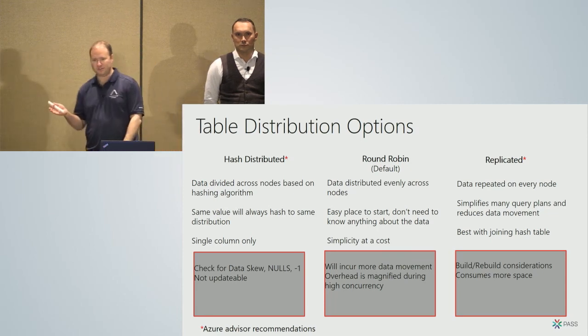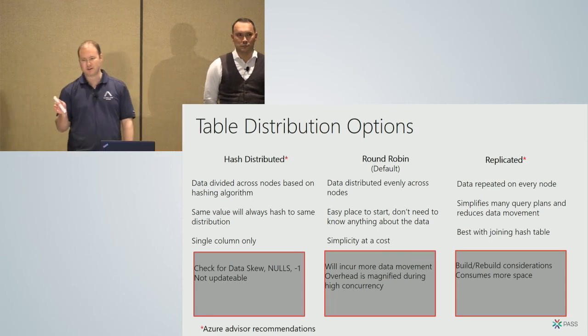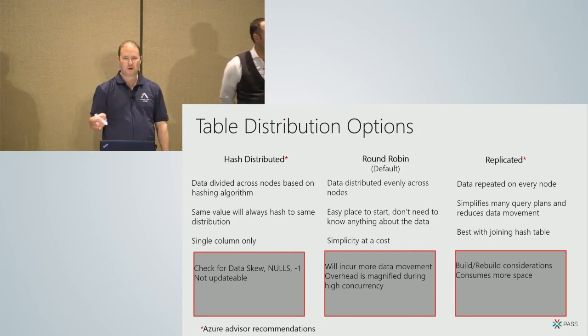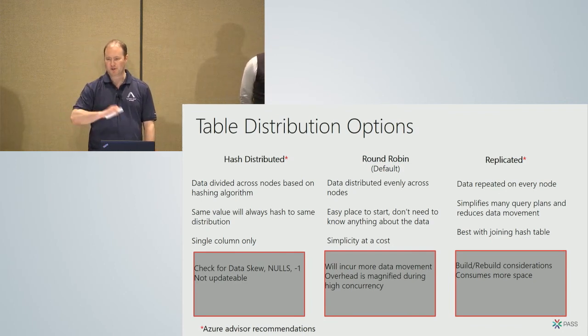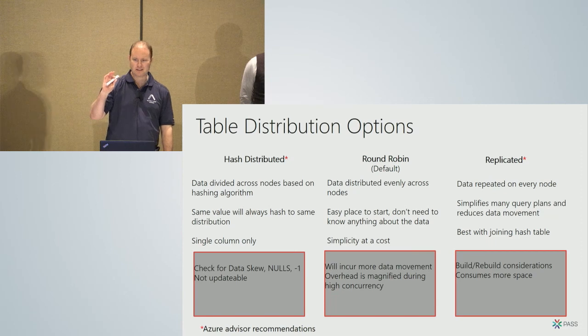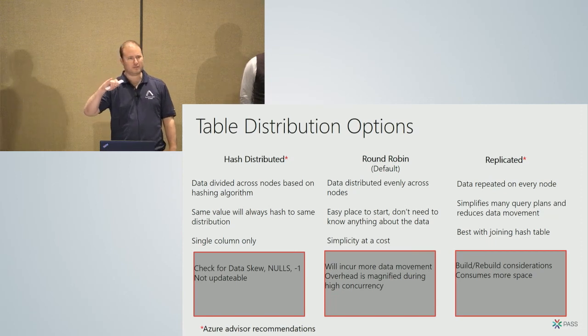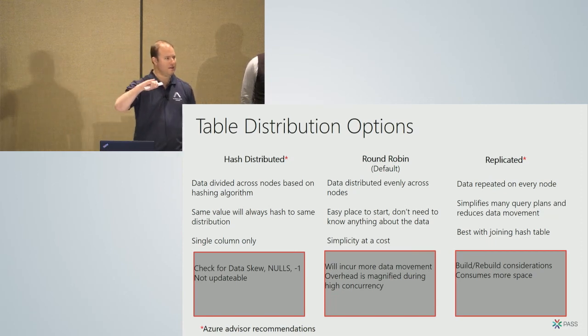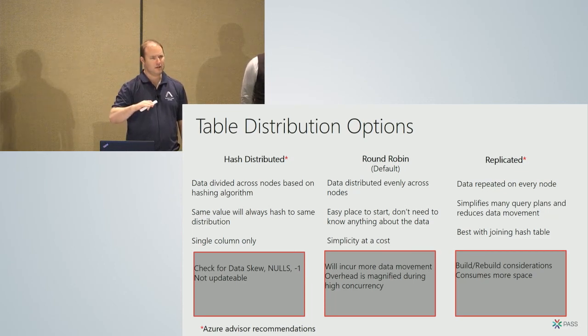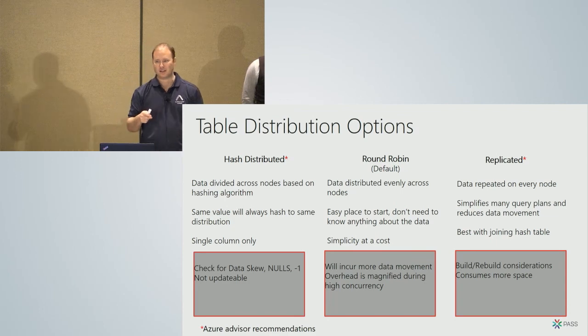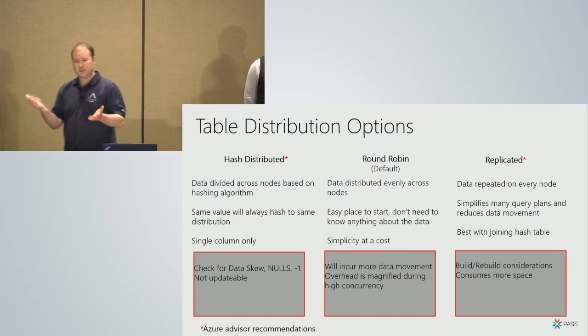And then replicated tables. Here, the data is repeated on every node. This can really help in simplifying query plans, reducing data movement, and it's best when joining with particular hash tables. There are some considerations. We'll talk about this in a slide or two, but you do have to be wary of updates to the replicated tables, and there is a limit in terms of the number of concurrent cache builds on the replicated tables to think about, which happens to be 2 today. It will also consume more space.